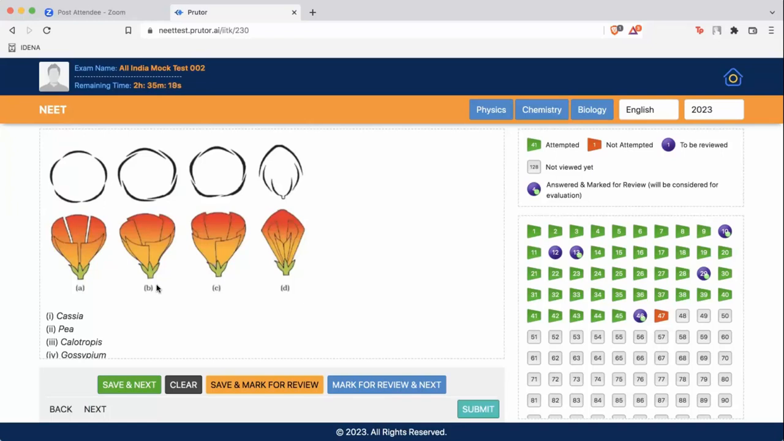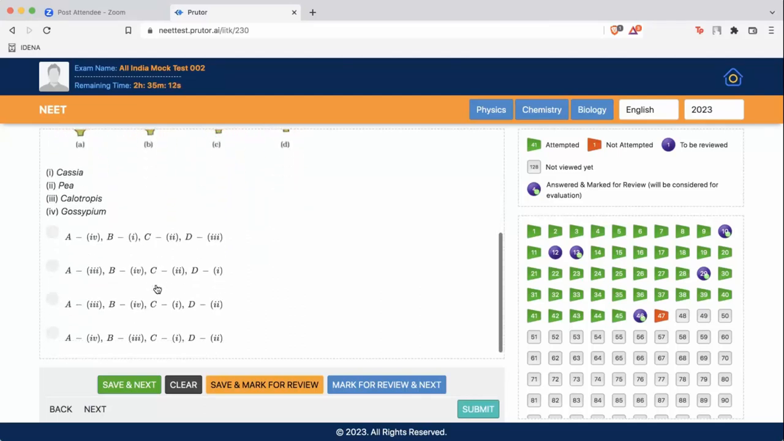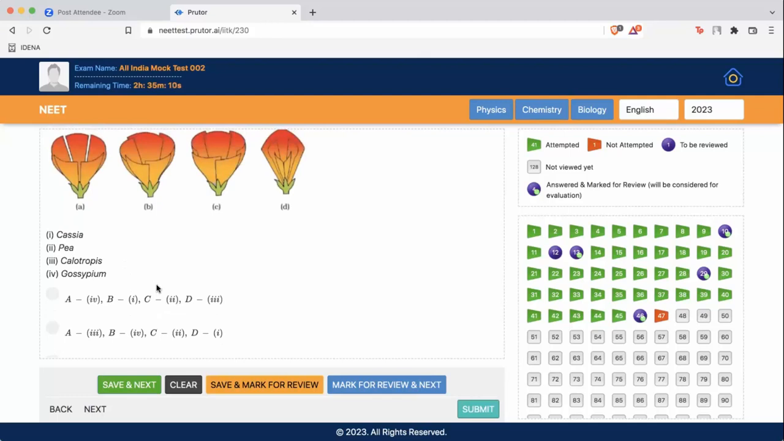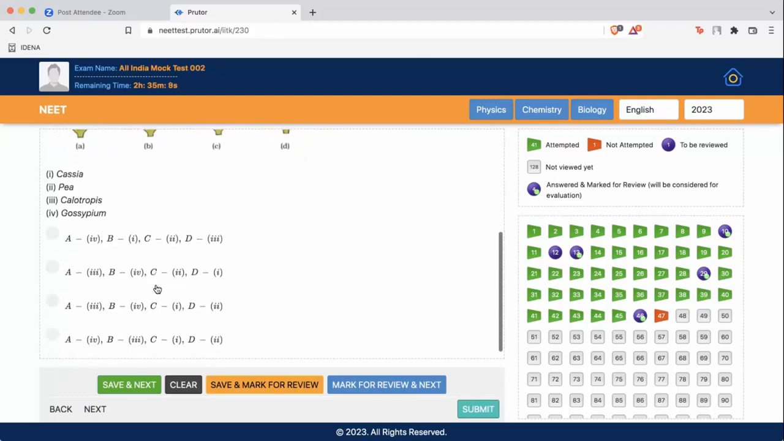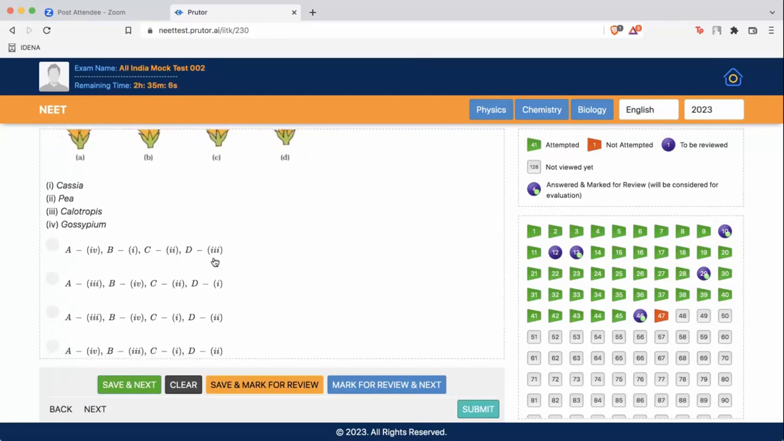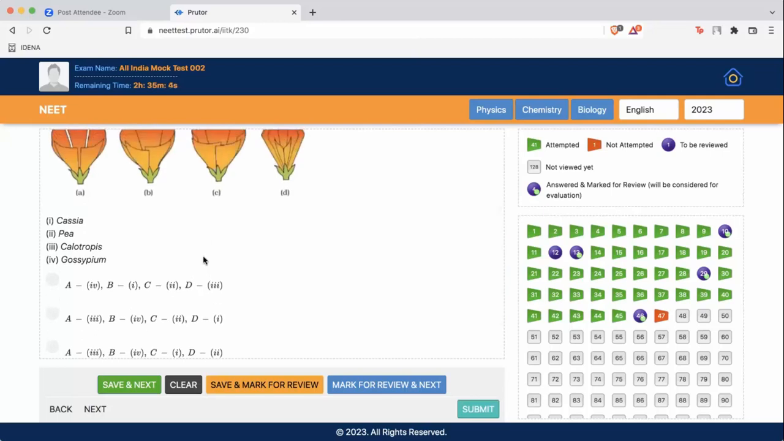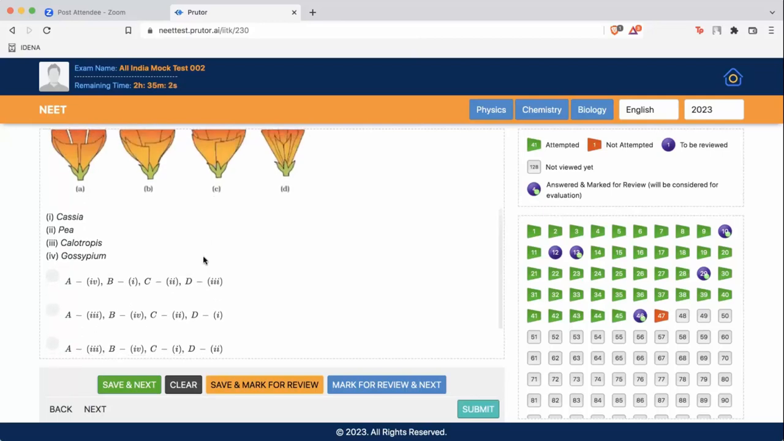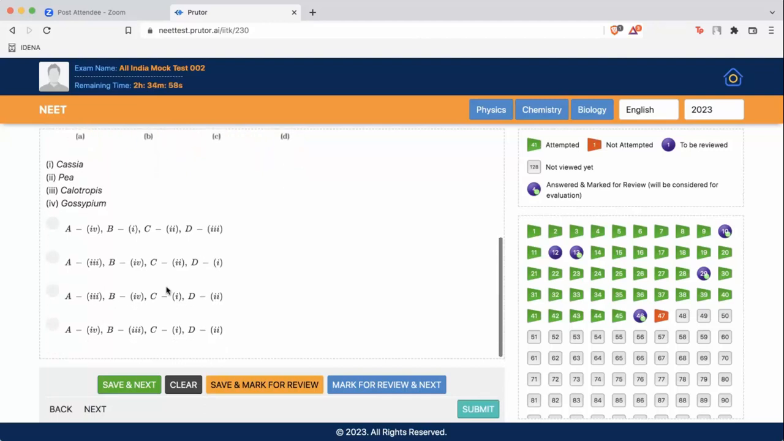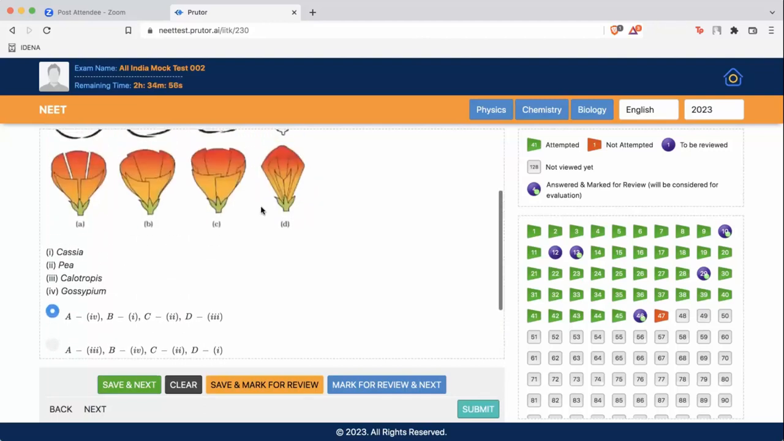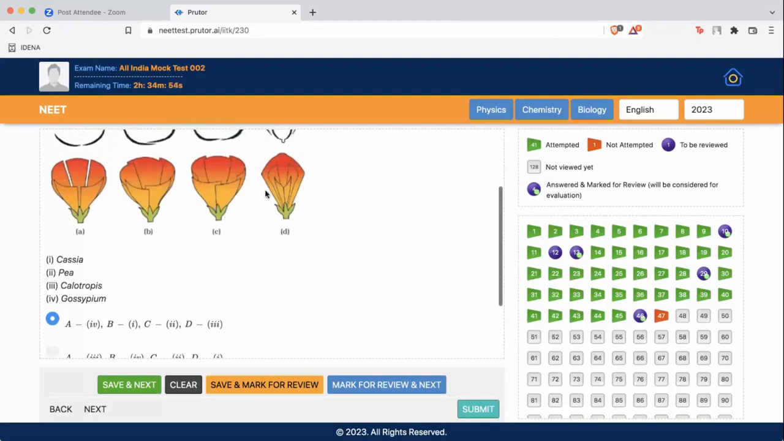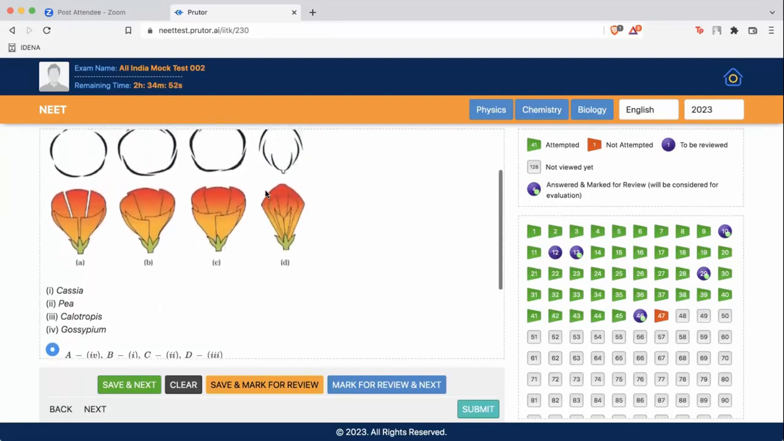Okay. Valvate imbricate is seen in Calotropis, I guess. D is 3. Valvate is seen in Calotropis, right? Is it not? Yeah, valvate is seen in Calotropis. So based on that, we should be able to answer this as well. So D is 3, Calotropis, C is 2, pea.